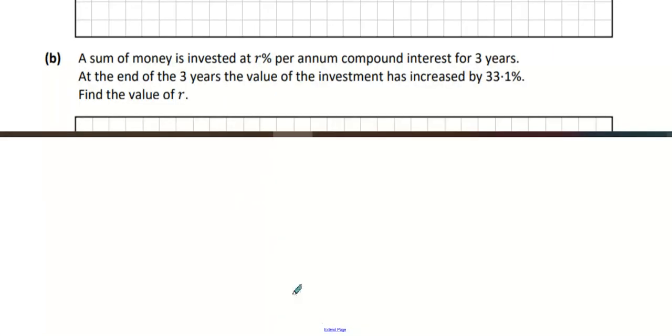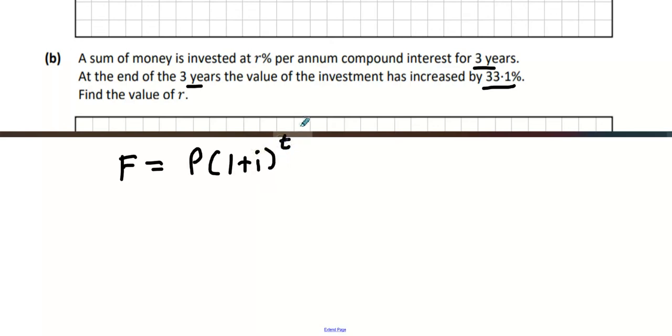A sum of money is invested at R% per annum, compound interest for 3 years. At the end of the 3 years, the value of the investment has increased by 33.1%. Find the value of R. Well, what I like to do with this type of question is make up a number and follow through with it. So the formula for compound interest is your final value equals your initial value multiplied by 1 plus I to the power of t.